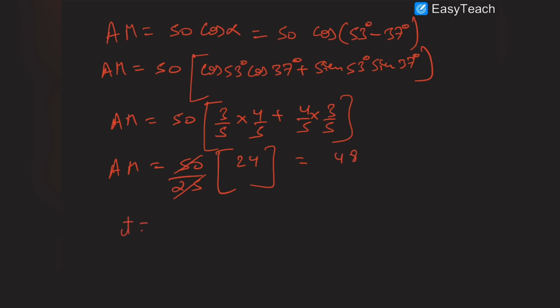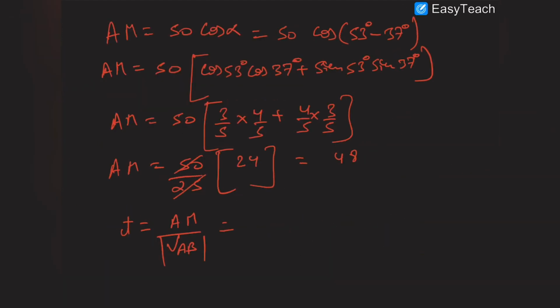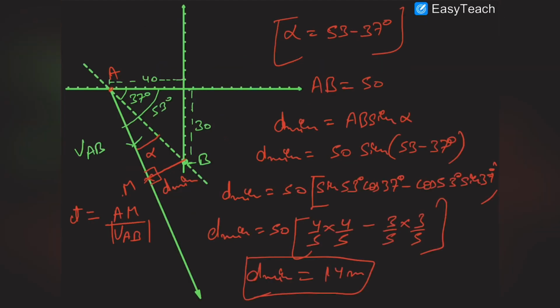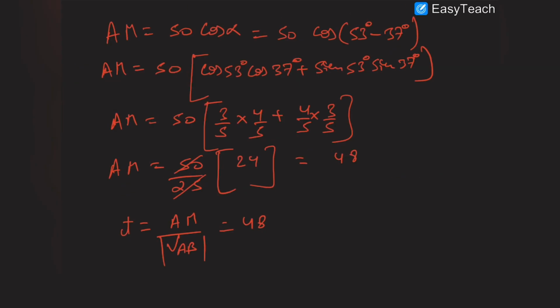So the time taken for the distance to be minimum is AM upon VAB, where VAB is the magnitude. Now we can say that AM is 48 and VAB, the magnitude of velocity of A with respect to B, is this one. So VAB is equal to 50. So the time taken is 24 by 25 seconds.